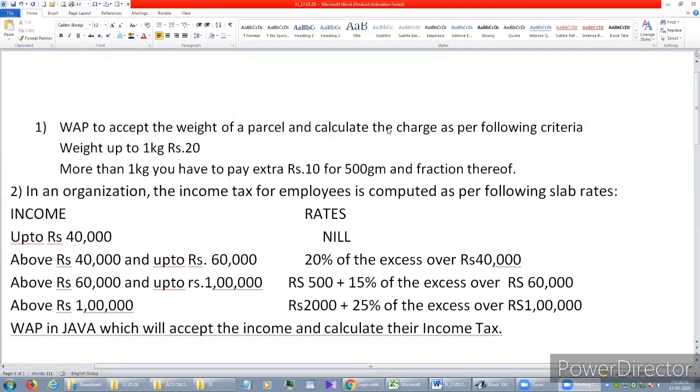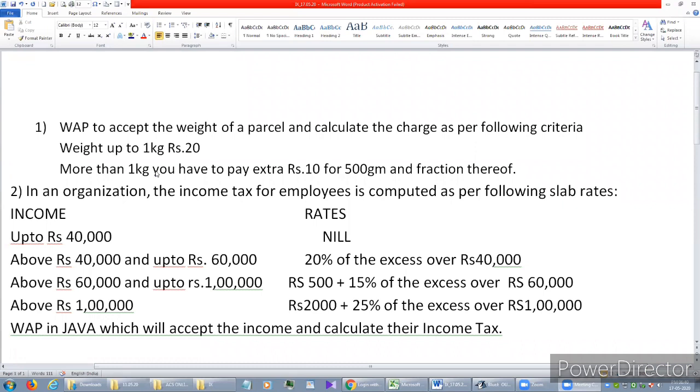So today we are going to discuss two programs. Last day we discussed a few mathematical methods like math.pow, math.sqrt, math.ceil, math.floor, math.round in different methods. So today we're going to discuss two programs and two important terms.